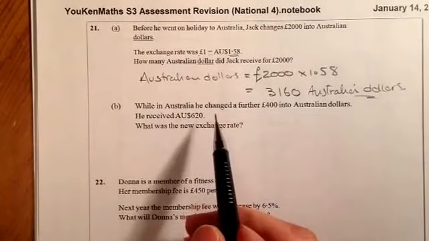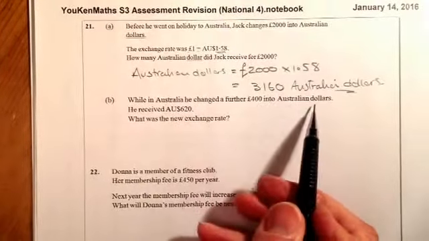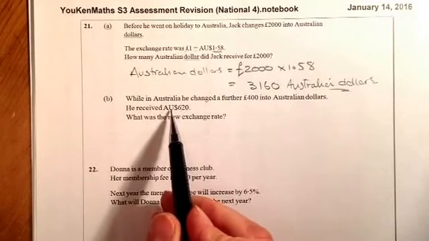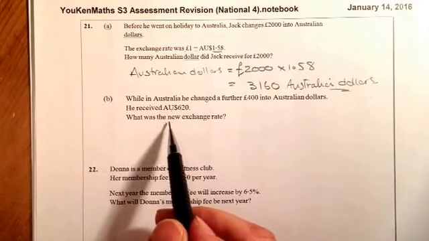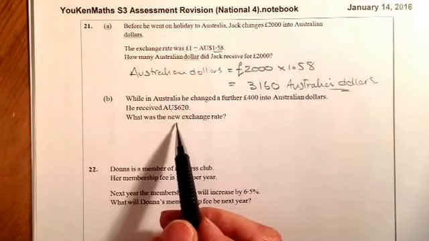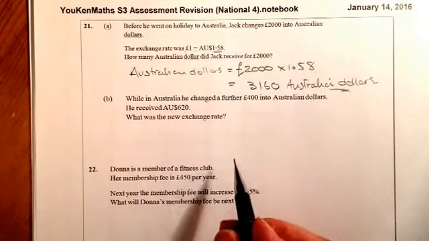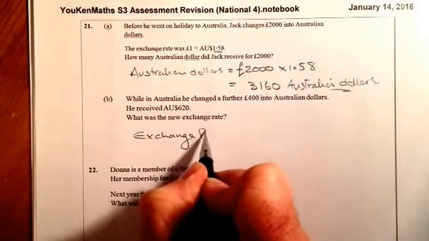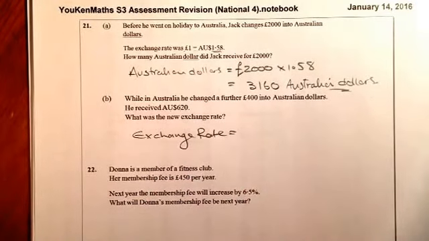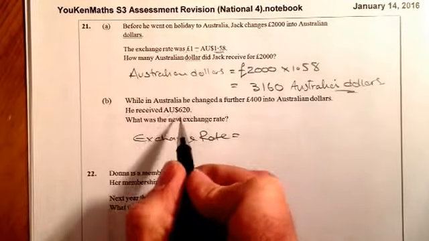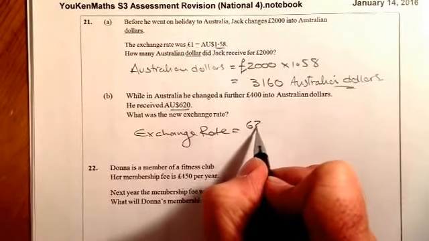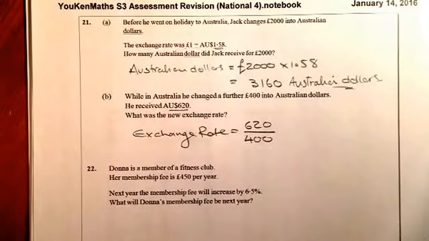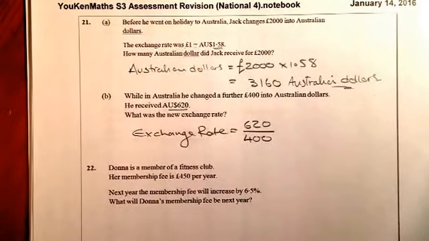Right, so while in Australia, he changed a further £400 into Australian dollars. He received 620 Australian dollars. What was the exchange rate? Right, so the way we're going to do this is we're going to work out our exchange rate. Right, to work out the exchange rate, what I'm going to do is I'm going to work out how many dollars I got, was 620 on the top, how many pounds was I changing, so I'll divide it by that. That should tell me what my exchange rate is.